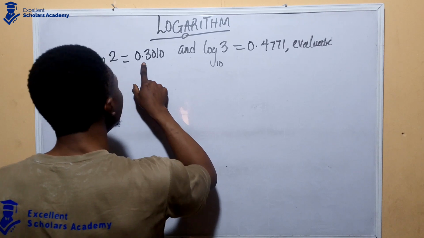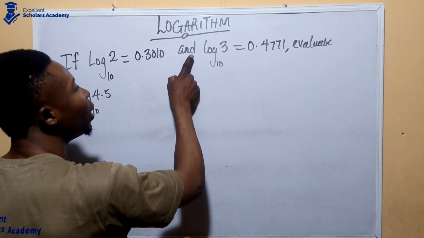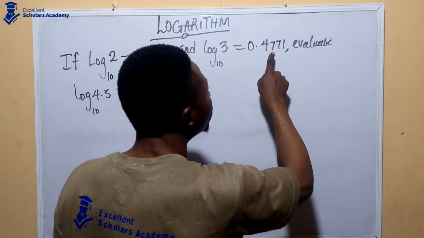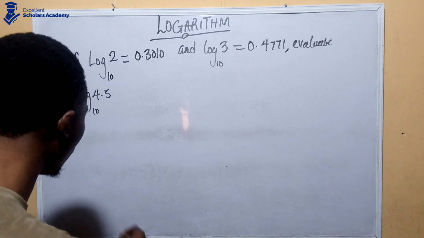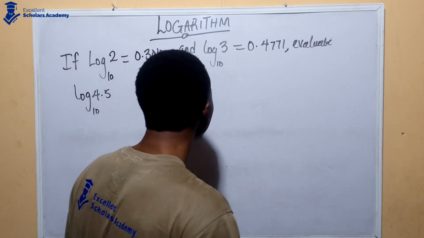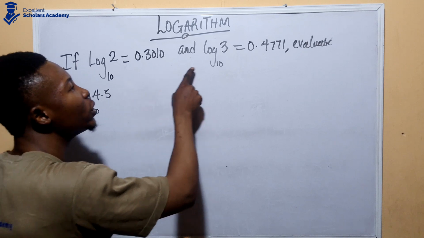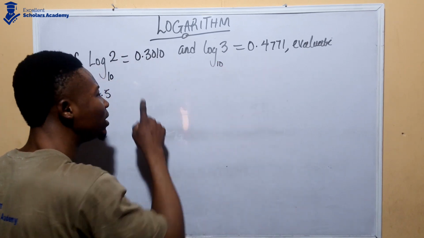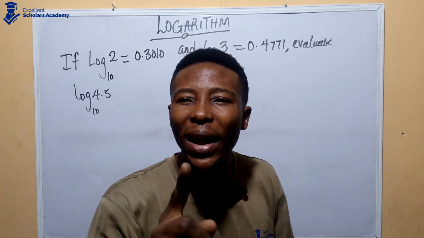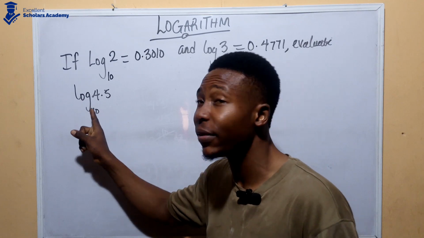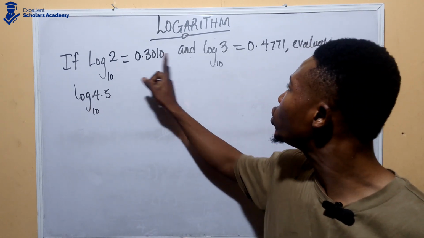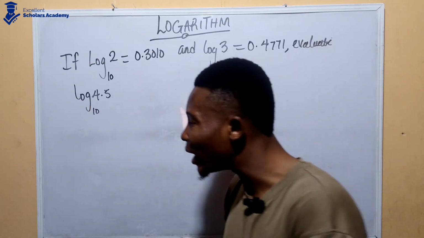If log 2 base 10 is equal to 0.3010 and log 3 base 10 is equal to 0.4771, evaluate log 4.5. Now your main aim is to evaluate log 4.5, but you are given log 2 base 10 and log 3 base 10 as this and this. Now your goal is to find a way to express log 4.5 in form of 2 and 3 so that you evaluate and get your answer.